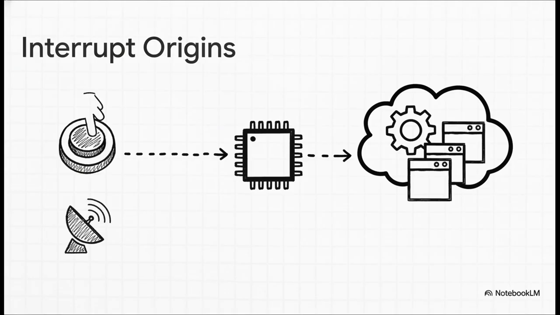Well, they generally fall into two camps: hardware and software. Hardware interrupts are incredibly common in embedded systems. We're talking physical button presses or physical sensors. Software interrupts, on the other hand, are generated by the code itself. Modern operating systems rely heavily on software interrupts for things like core system calls and context switching between tasks.